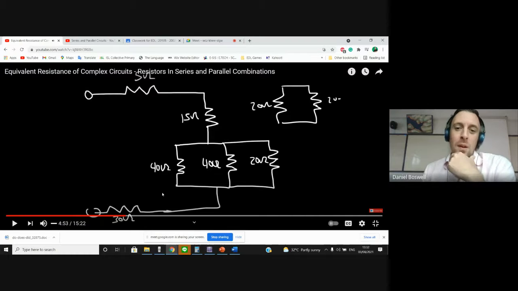So now we know we have a 20 ohm resistor here, so we can delete this now. Gone. Now we have a 20 ohm here, 20 ohm here. What do we do when it's the same value? Half again. Good. Half of 20 is 10. Now we can delete all of this. Just add a 10 ohm resistor.